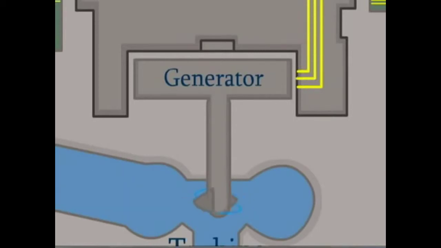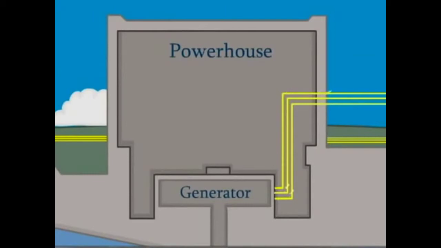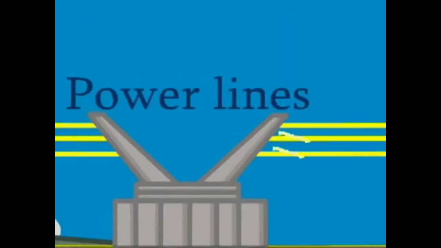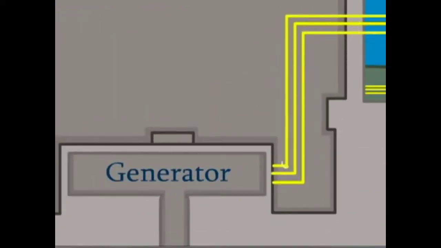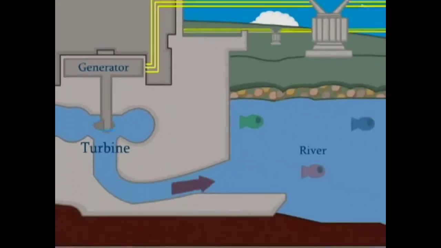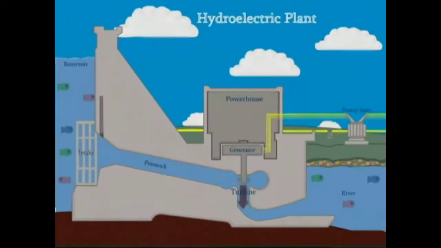Now the generator is located in a powerhouse which houses a bunch of other generators. Power lines are connected directly to the generator to give direct feeds to homes and businesses. After the water leaves the turbine, it'll flow back into the river. This will be known as a renewable source.